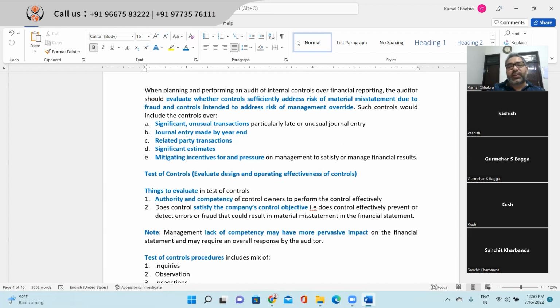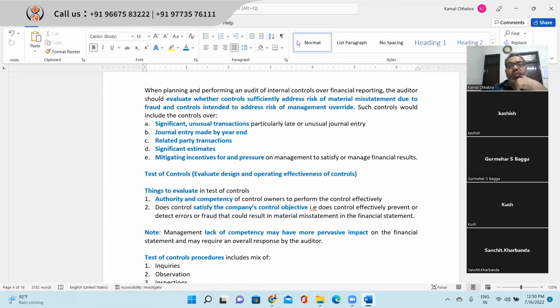Journal entries made at the very end of the year, journal entries relating to related party transactions, journal entries relating to significant estimates, or mitigating incentives for and pressure on the management to satisfy the management result. So what are the controls that management has in place to mitigate the risk of these items and to mitigate the risk of management overriding of control?